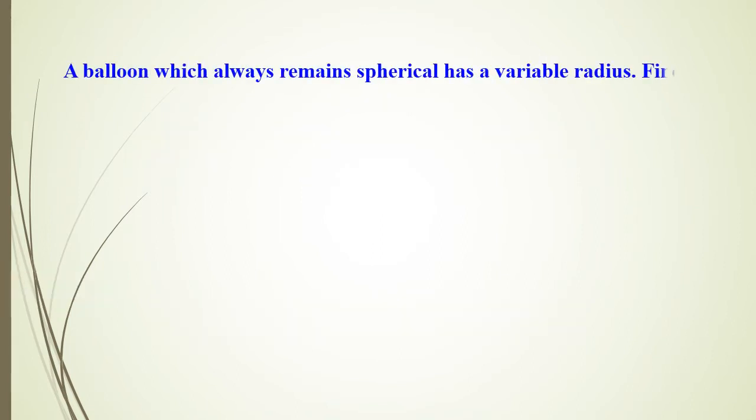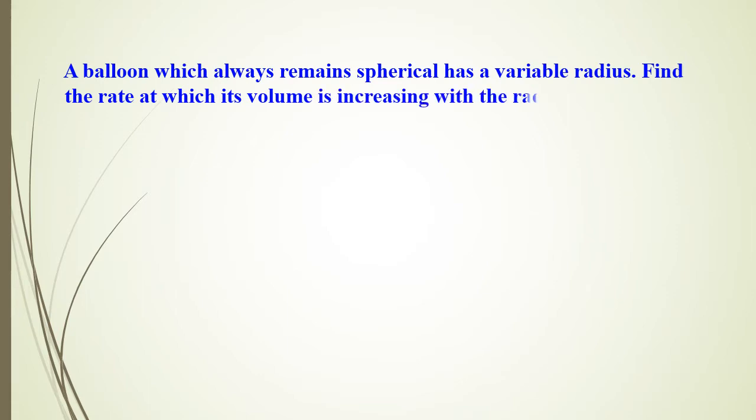Next problem in the same concept. This is a question. The balloon will always remain spherical. So if it is spherical, then the volume of the sphere formula must be considered. Once we consider the volume of a sphere formula, differentiation of V with respect to radius has to be done here, because the question clearly asks to find the rate at which its volume is increasing with radius. So, differentiation of V with respect to r.